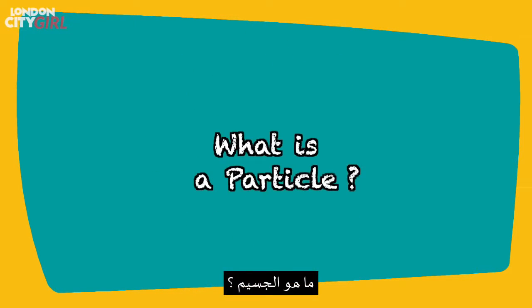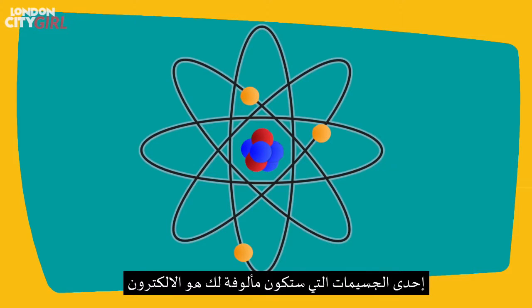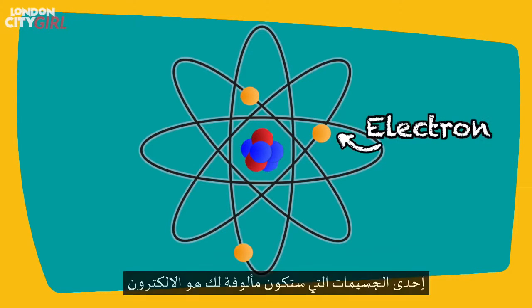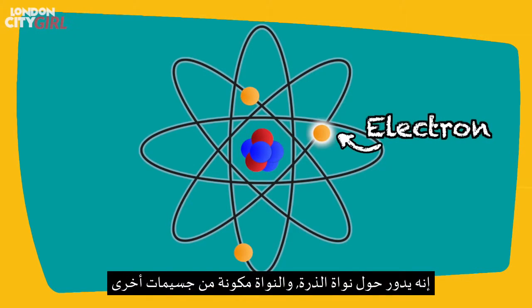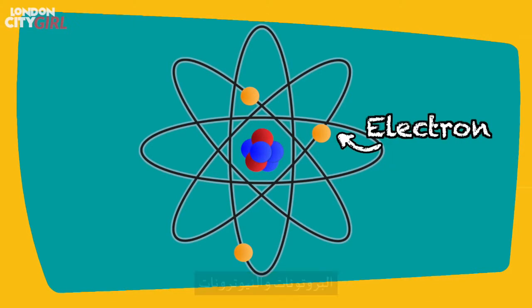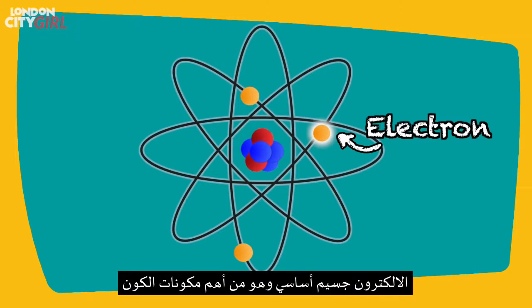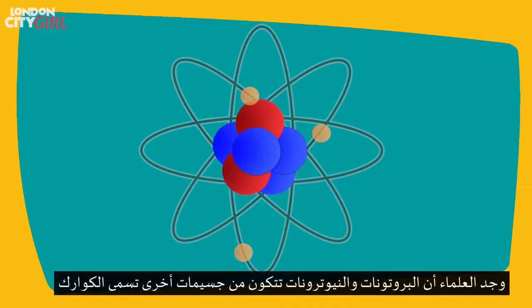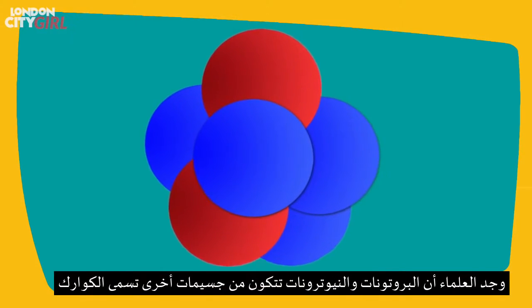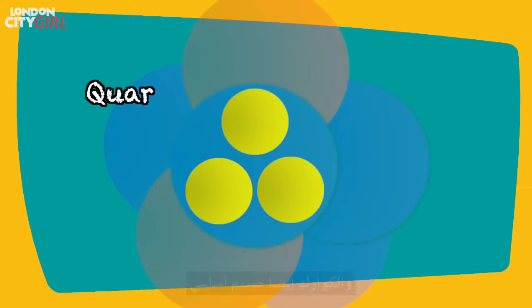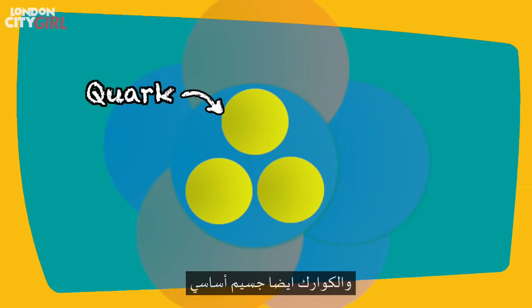What is a particle? One of the particles you will be most familiar with will be the electron. These orbit the nucleus of atoms, and the nucleus is made up of two other particles, protons and neutrons. The electron is an elementary particle, one of the fundamental constituents of the universe. Scientists have found that protons and neutrons are made up of other particles called quarks. Quarks are also elementary particles.